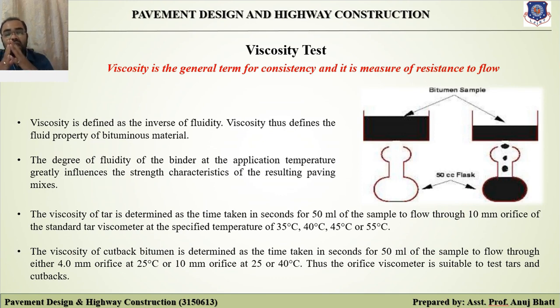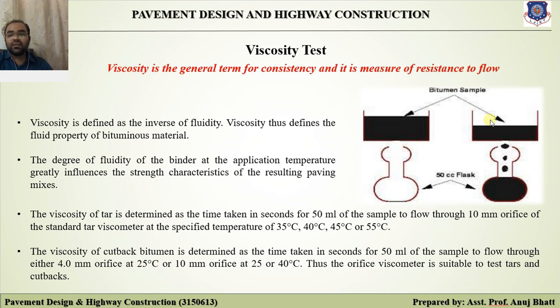The viscosity of tar is determined as the time taken in seconds for 50 ml of the sample to flow through a 10 mm orifice of the standard tar viscometer at specified temperatures, that is 35 degree, 40 degree, 45 degree and 55 degree.